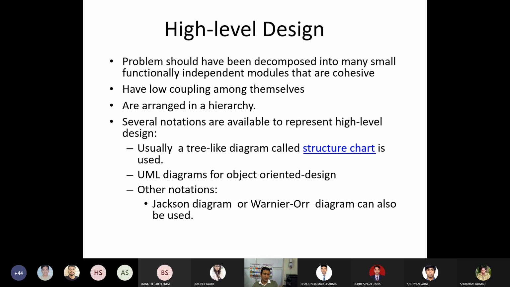Apart from the structure chart and object oriented design, there are some other notations people have used, like Jackson diagram and Warnier rod diagram. You can read further if you want to know more about them. Certainly we will not be talking much about this, but we will talk about the structure chart, which we have already seen. Maybe in the next to next lecture we'll be talking about these UML diagrams.